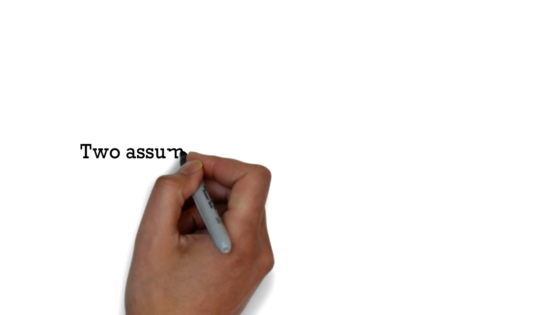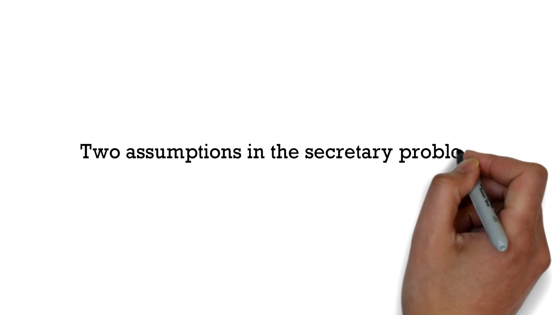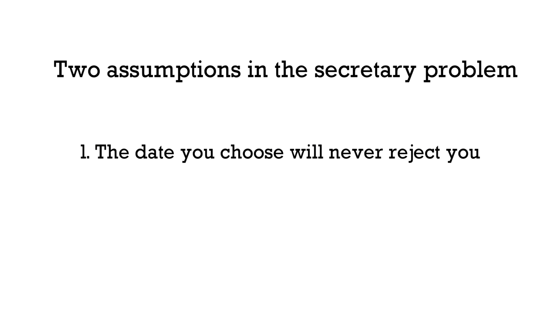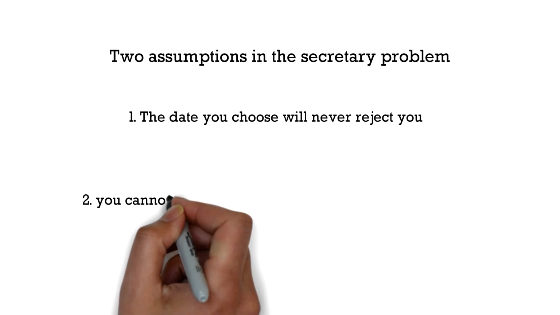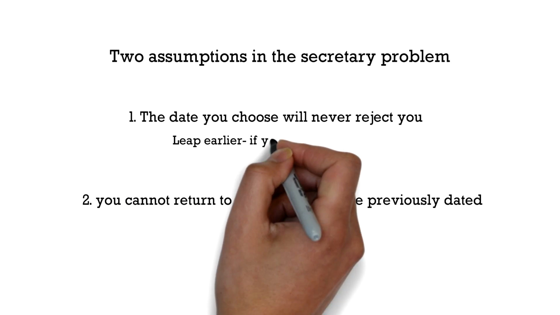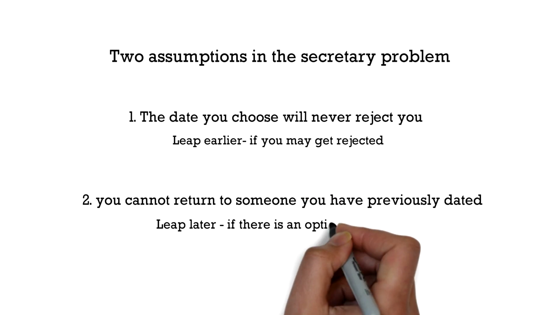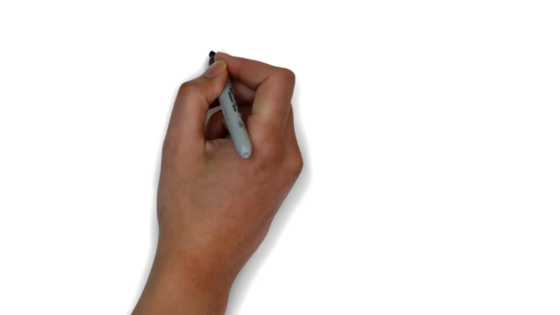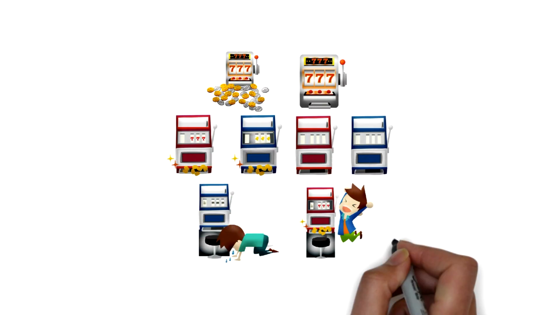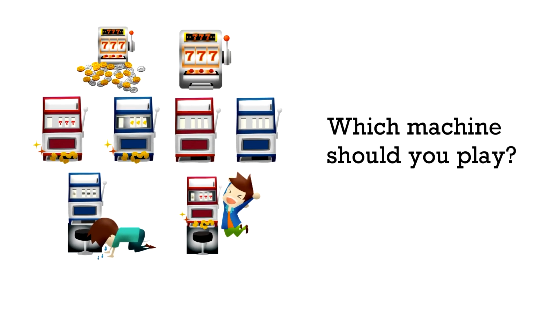Of course, the above problem, known commonly as the secretary problem, makes 2 key assumptions. Number 1, the girl you choose will never reject you, and number 2, you cannot return to a girl you have previously dated. When there's a chance of rejection, you should adjust by leaping early, and if there's an option to recall, leap later. Now imagine you are in a casino full of different slot machines with different and unknown win rates. Which machines do you play to maximize the amount you can make?